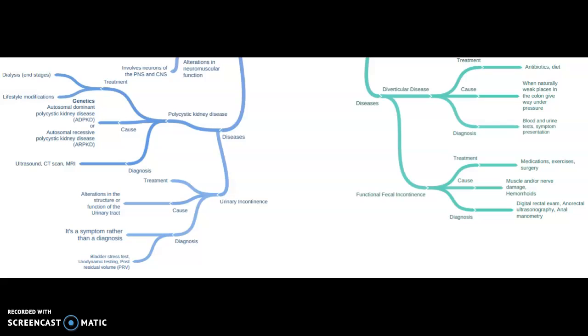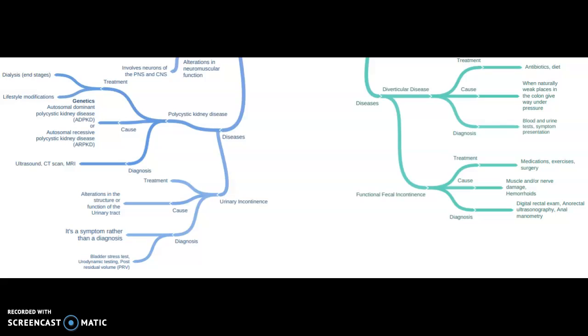So now for the diseases, here for bowel dysfunction, the first one that I will talk about is diverticular disease. This one is caused when naturally weak places in the colon give way under pressure. The treatment for this condition is antibiotics and of course diet. And the diagnosis is achieved through blood or urine tests and symptom presentation.